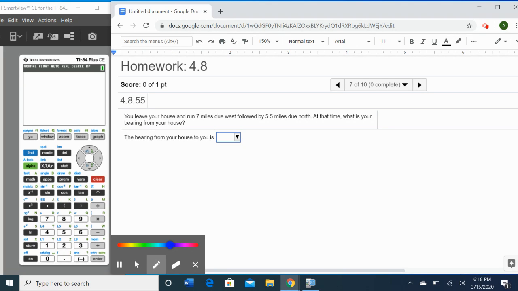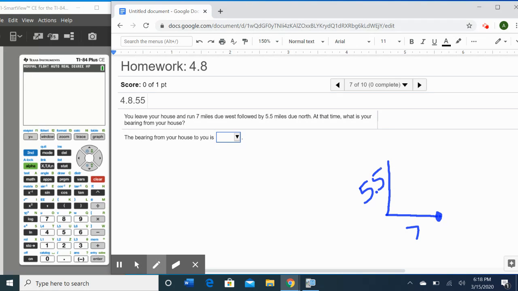take notes here. It says you leave your house and run 7 miles due west, followed by 5.5 miles due north. At that time, what is your bearing from your house? So here's my house, and I run 7 miles due west, which means I just go straight west. After that, I go 5.5 miles north. This is not drawn to scale, so I'll just shave off a little bit of it. That might be about 5.5. So they say at that point, what is your bearing from your house? How do I get from my house to that point?